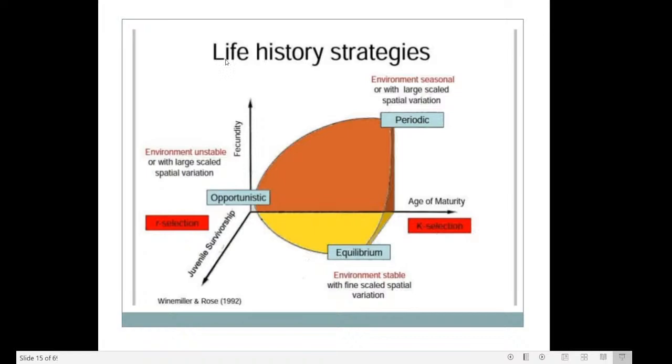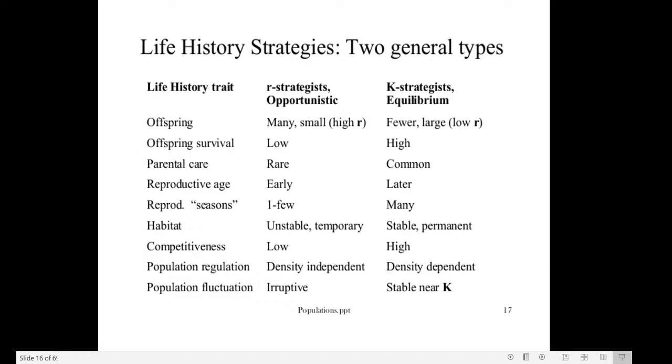There are opportunities in an environmentally unstable condition, an opportunistic condition, and in a stable environment, that is an equilibrium condition. It's a comparison. This is a very important concept from the CSIR exam point of view, in the life history strategy.